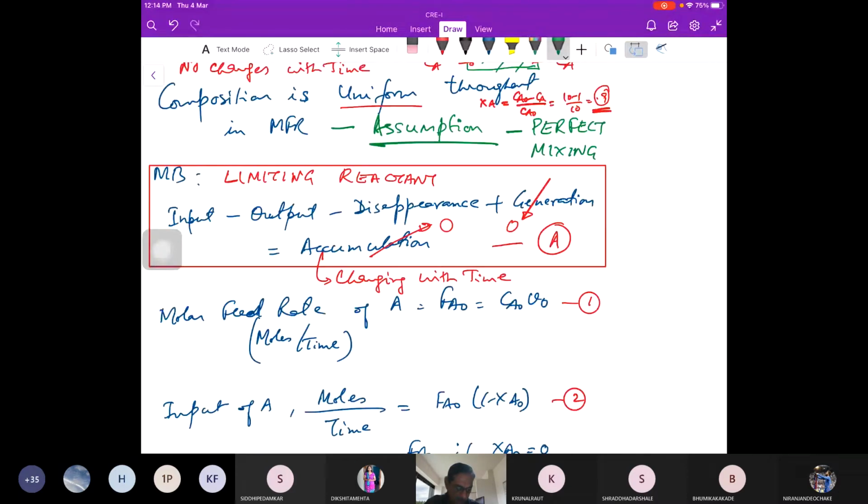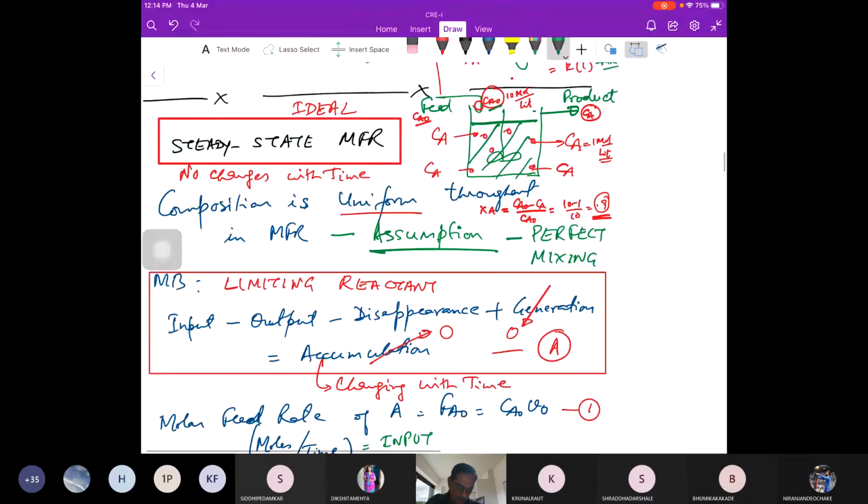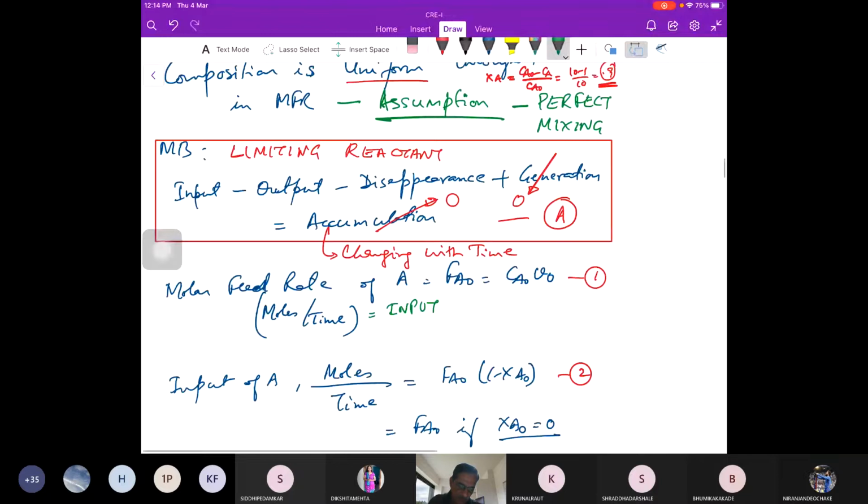So now we can write input, output, and disappearance. The molar feed rate of A, that is the input, is Fa0, that is given, and we know it is equal to Ca naught into V naught. V naught is the volumetric flow rate of the feed.